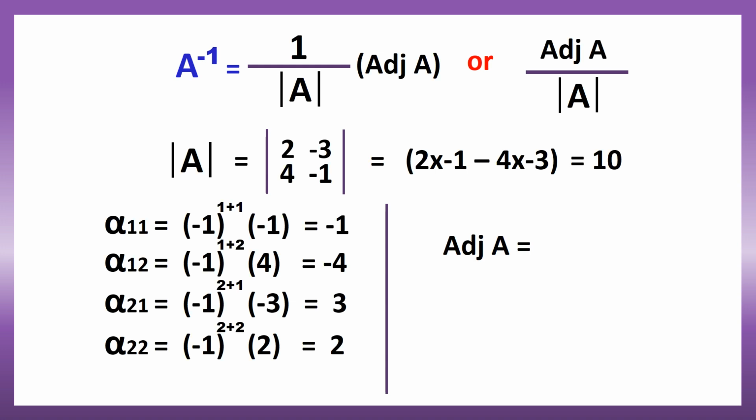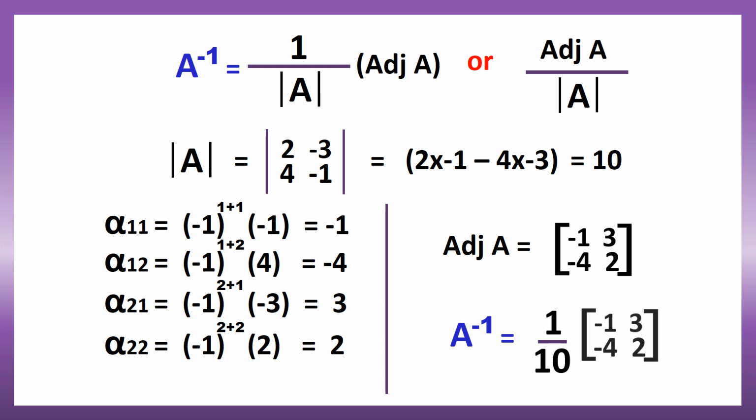And we know that adj A is the transpose of the cofactor matrix. So adj A will be equal to matrix of minus 1, 3, minus 4, 2. This is the transpose of cofactor matrix. So first we have to find the cofactor matrix, then take the transpose of that to get the adj A. Then A inverse is equal to, according to the formula, 1 divided by 10 into adj A. Once we get A inverse, we have to apply it in this formula.